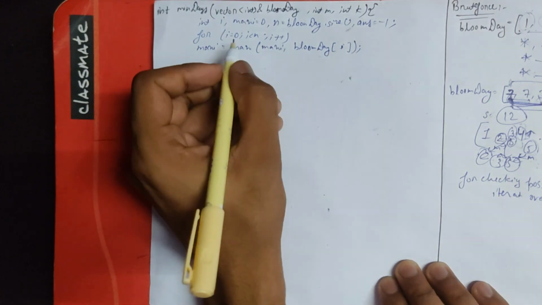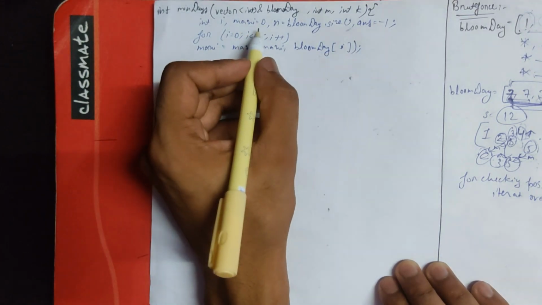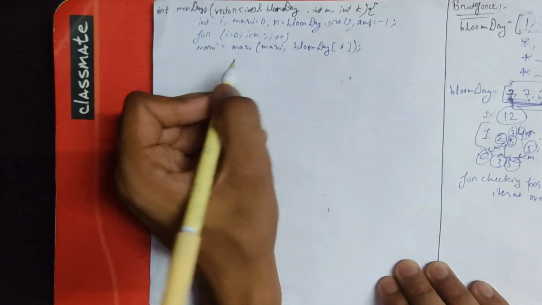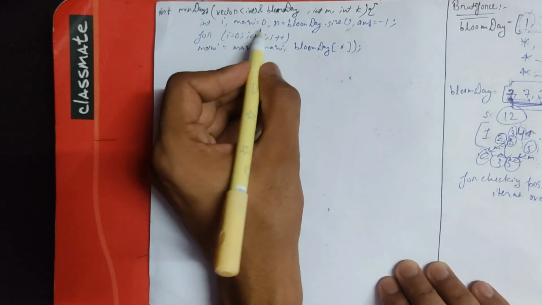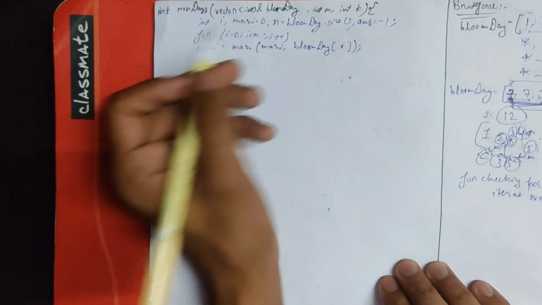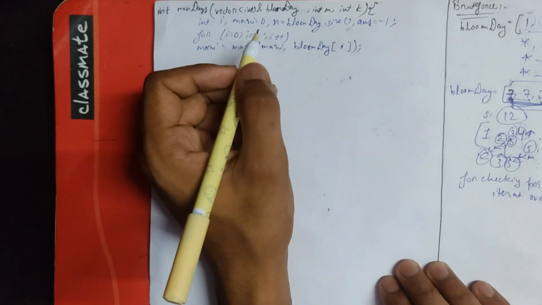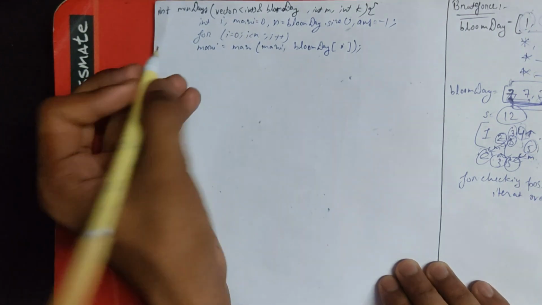As the constraints were given for 1 and greater than 1 all the values in the Bloomday, that's why we had taken maxi equals to 0, otherwise we would have taken maxi equals to int min for checking the maximum value. Now let's apply the binary search.